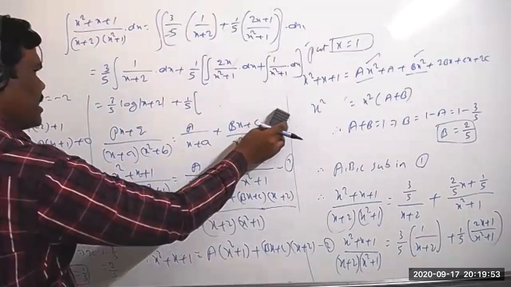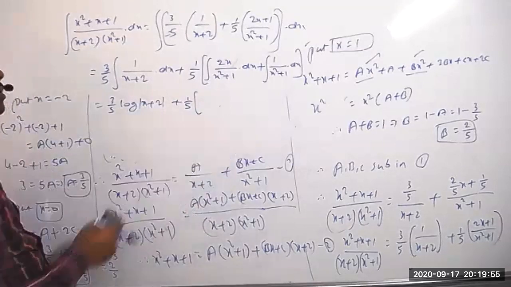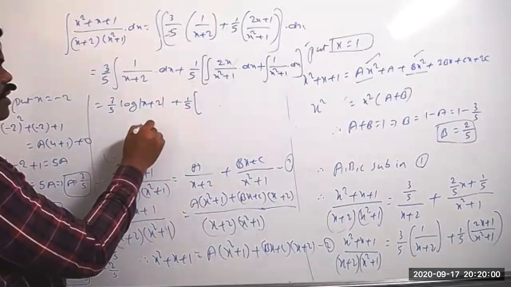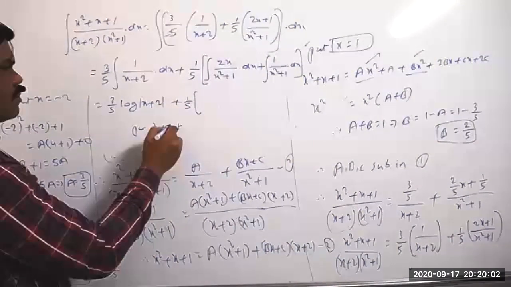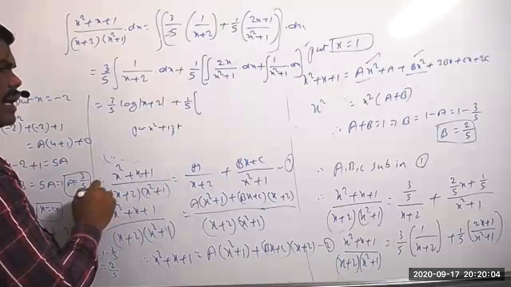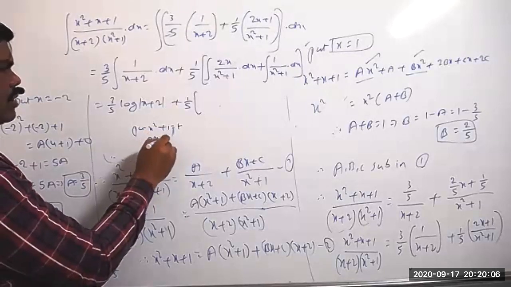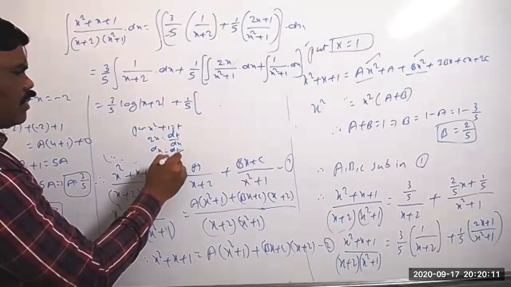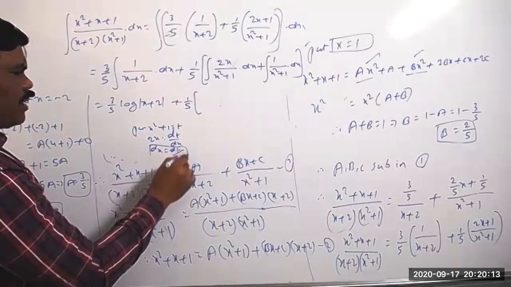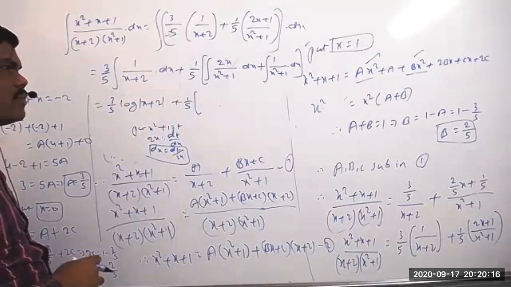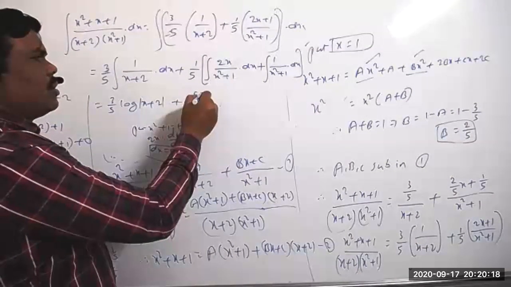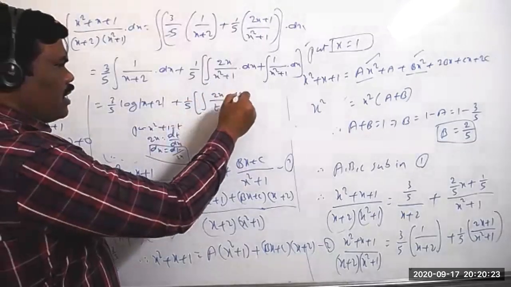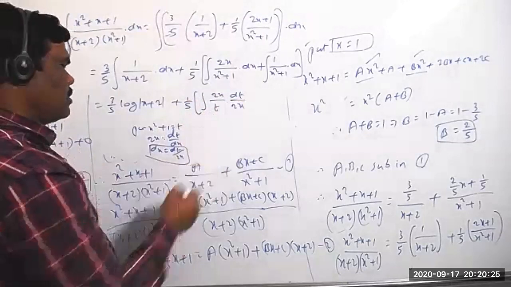Now coming to the second case, take substitution only for this. Put x square plus 1 equal to t. Then 2x equal to dt by dx, so dx equals dt by 2x. That one you can substitute in there. So 1 by 5 into the integration of 2x by t into dt by 2x.